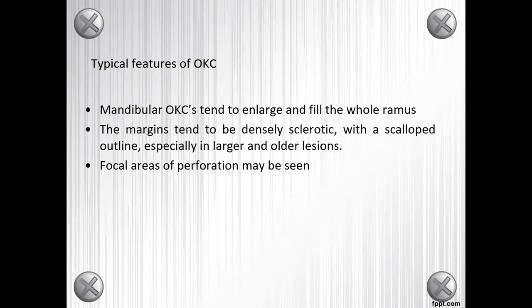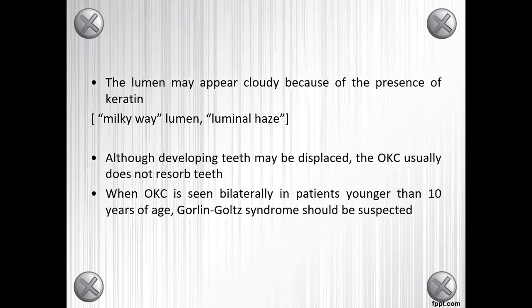Another characteristic feature of OKC is that there are two types, again based on histopathological classification. One is the parakeratinized type, one is the orthokeratinized type. Now the parakeratinized type is aggressive, whereas the orthokeratinized type is similar in behavior to the other jaw cysts, more cystic in nature. So based on histopathology, we will be able to tell which is parakeratinized and which is orthokeratinized.